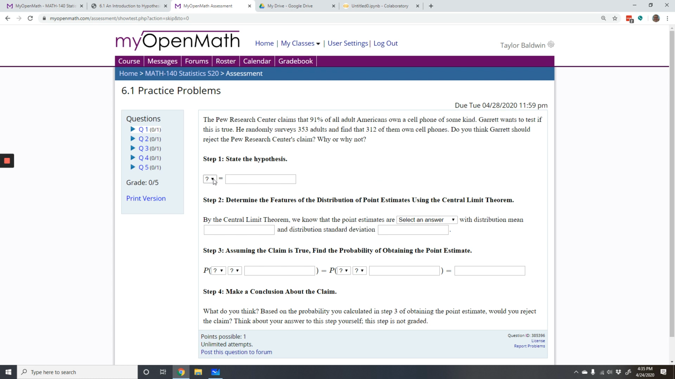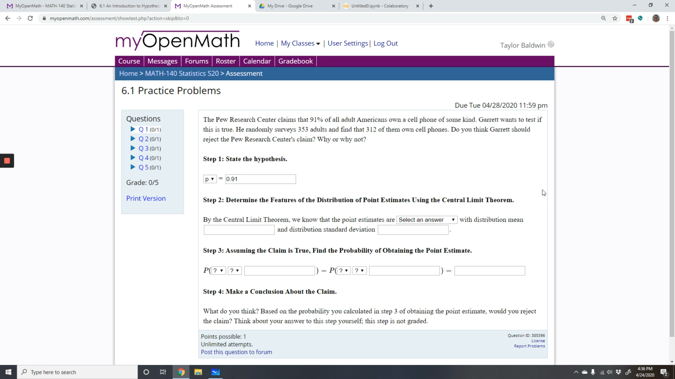Okay, so the very first thing we have to identify is, is this a claim about the population proportion, or is it a claim about the population mean? Well, 91%, a percentage, is a kind of proportion. So it is a claim about the population proportion. The proportion of all adult Americans that own a cell phone is 91%, according to the Pew Research Center. So p is equal to, and I'm going to write 91% as a decimal, 0.91.